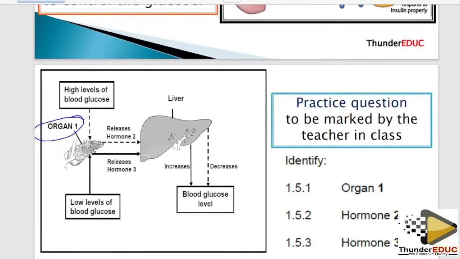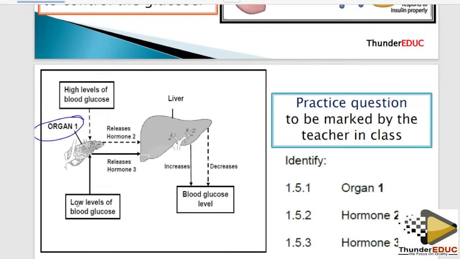Why is this organ called pancreas? Don't forget that a pancreas looks like a banana. I mean a real banana, the banana for gorillas. You know, gorillas and chimpanzees like bananas.